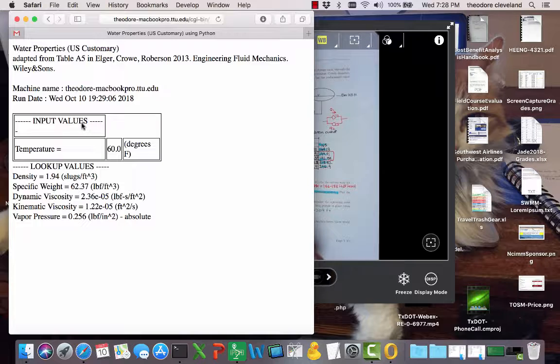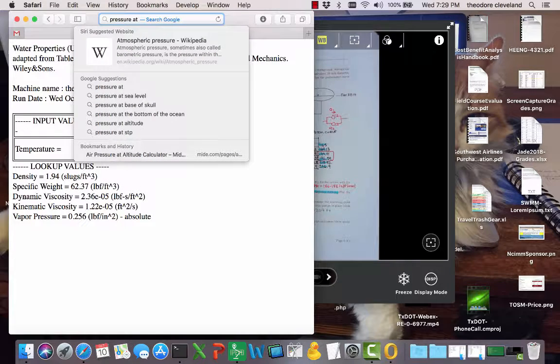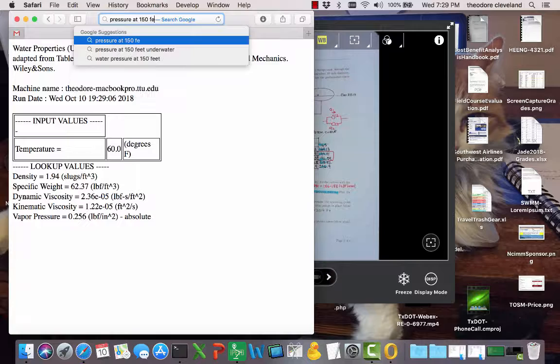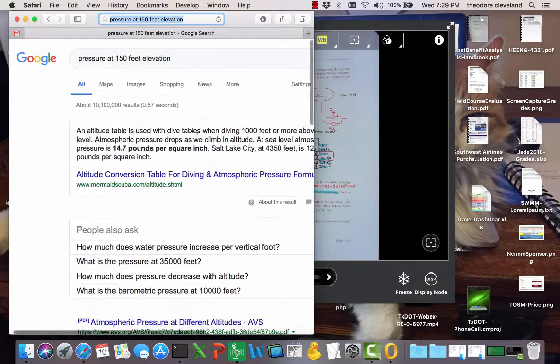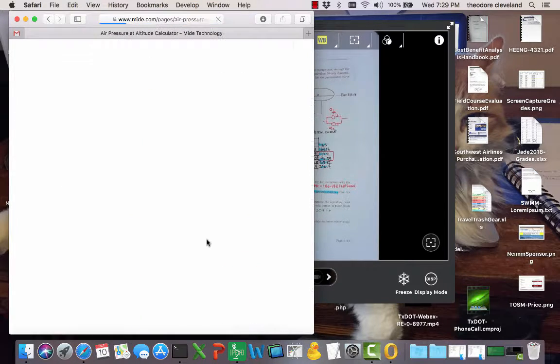There is 33 feet of water for every 14.75 pounds per inch squared. So that'll produce feet. Next, we want to know what the absolute pressure is. So pressure at 150 feet elevation. It's going to be pretty close to 100.